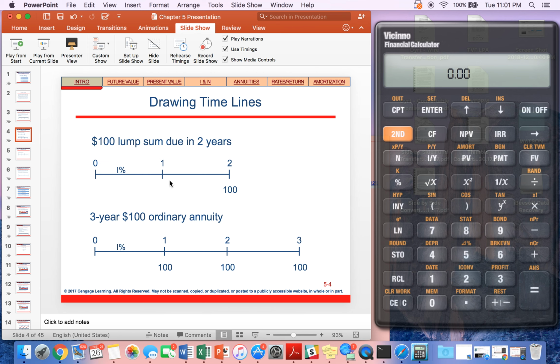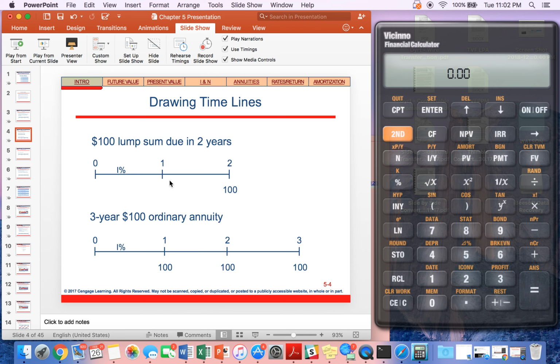So we have a couple different timelines here. The first is a $100 lump sum due in 2 years. So when we have a lump sum, think one pot of money. And on this timeline, it's pretty evident. It's $100, and you'll see it there in year 2 as it's due in 2 years.